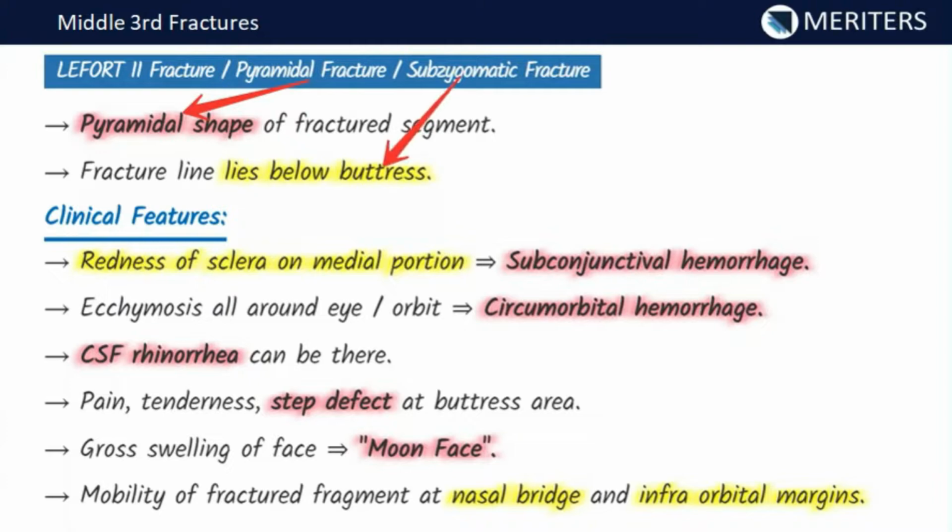And why do we call it subzygomatic? Because the fracture line runs below the buttress. Which buttress? Zygomatic buttress, and that's why it is also known as the subzygomatic fracture. Now certain clinical features which are important from the exam point of view.